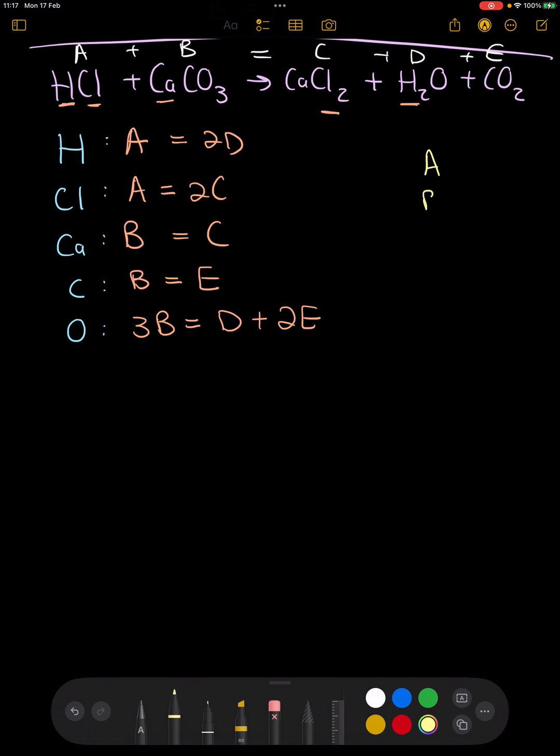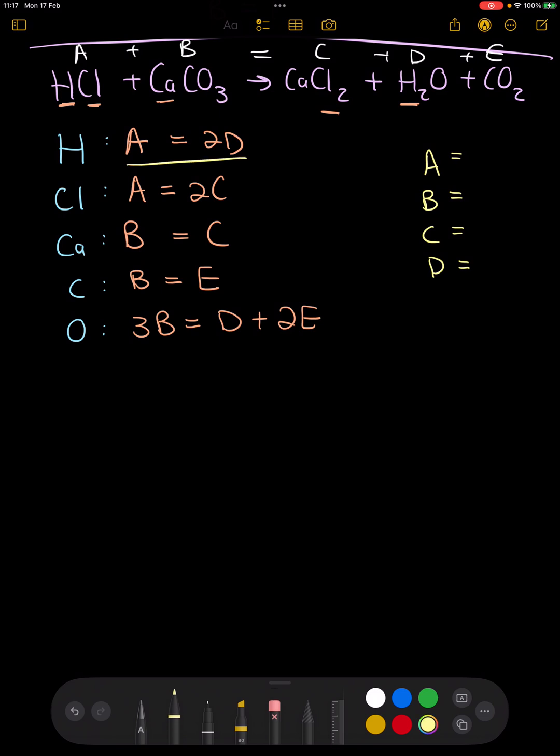So A, B, C, and D. I have to pick one that I want to make 1. Now remember the rules. We're going to take one with the highest coefficient with the least amount of variables. So I'm not going to use this one. I know B has got the highest coefficient over there, but because there's 3 variables, I'm not going to be able to solve that algebraically as of yet.